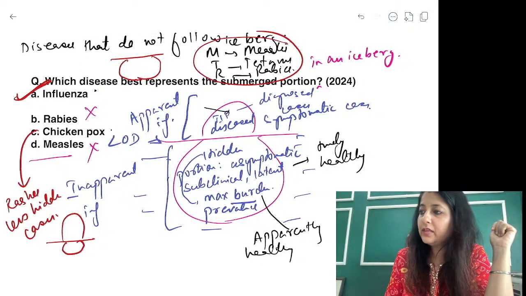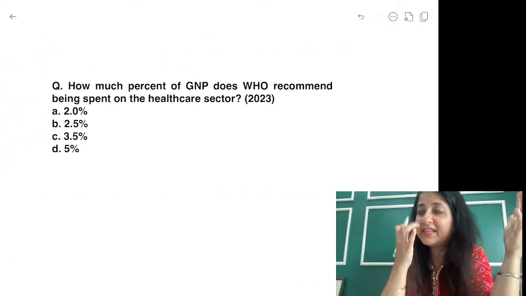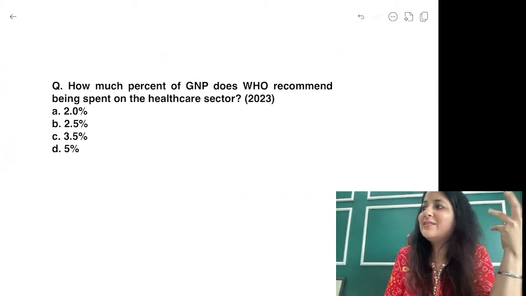Chalo. Now we just have 3 diseases not following the iceberg phenomenon.